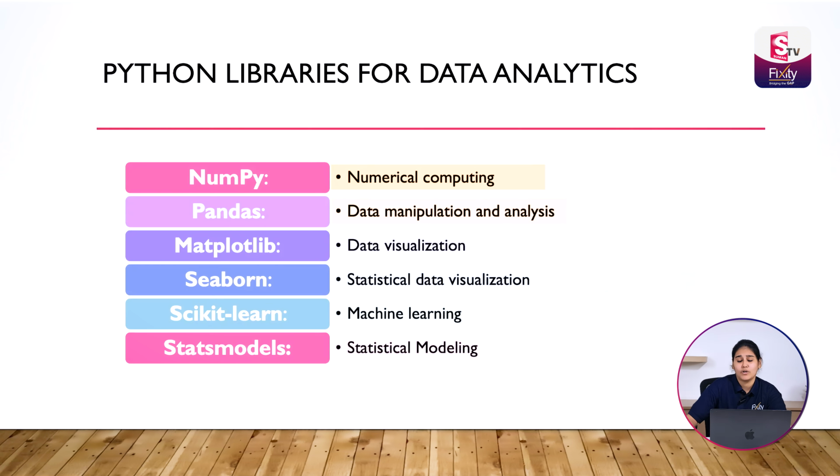And the next is Matplotlib. Matplotlib is used for data visualizations. Using this, we can create charts like bar, pie, histograms, etc. And next is Seaborn. Seaborn is also used for data visualization. And scikit-learn. Scikit-learn is used for machine learning, to import machine learning models like linear regression, logistic regression, etc. And the other Python library is statsmodels. It is used for statistical modeling.